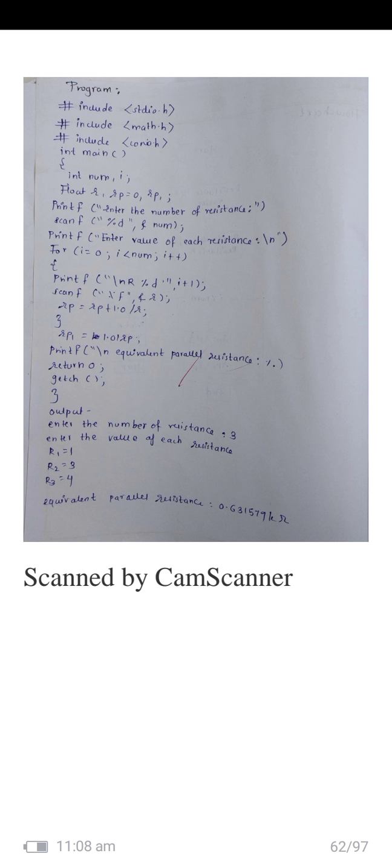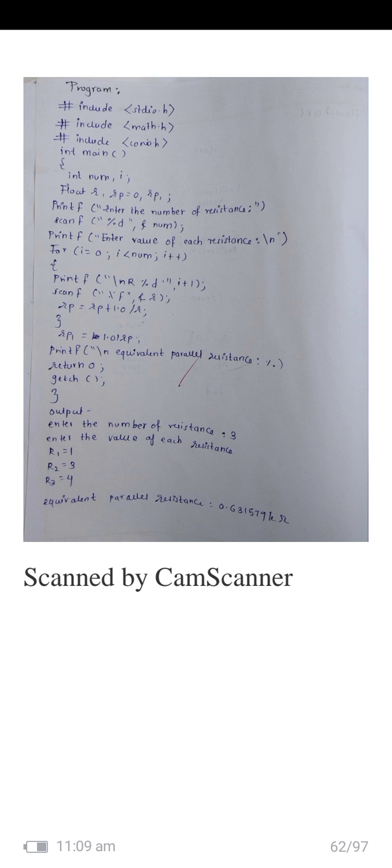Then printf("Enter the number of resistance"), where we enter the number of resistance value, then scanf("%d", &num). Second, printf("Enter the value of each resistance"), where we have to enter each resistance value, followed by \n. \n means a new line. Then for (i = 0; i < num; i++), opening curly bracket.